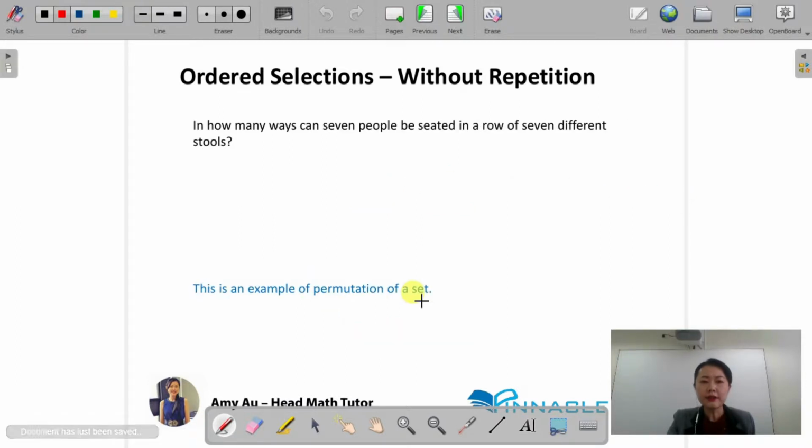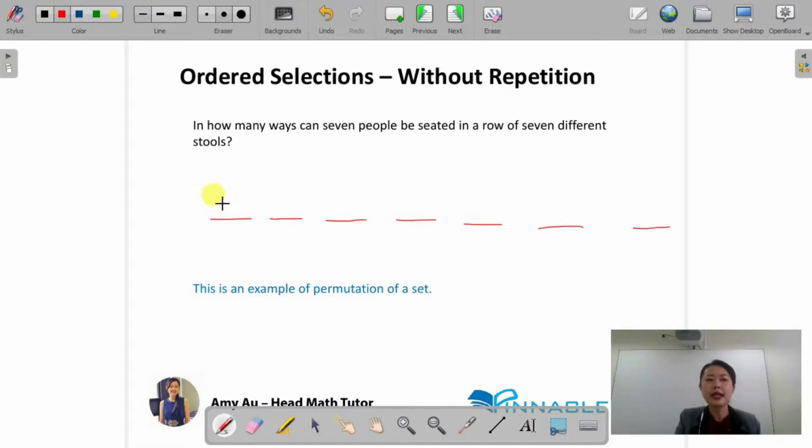So what if we talk about a case where no repetition again, but this time we're using every single person, right? So for example, we have 7 people seated in a row of 7 stools. How many ways can this be done? So let's think about it. So 1, 2, 3, 4, 5, 6, 7. Okay, so we have 7 people, so the first spot will be 7 choices, and then 6, 5, 4, 3, 2, 1.